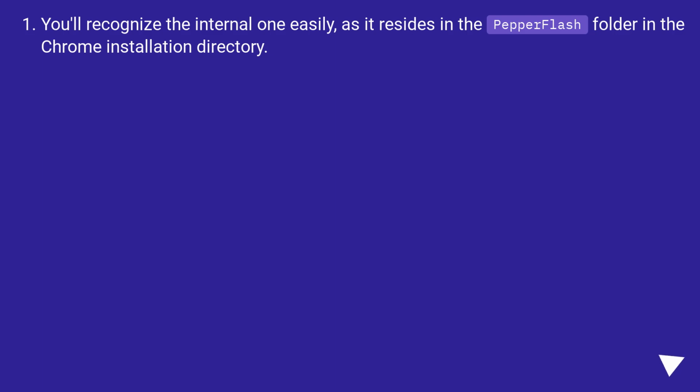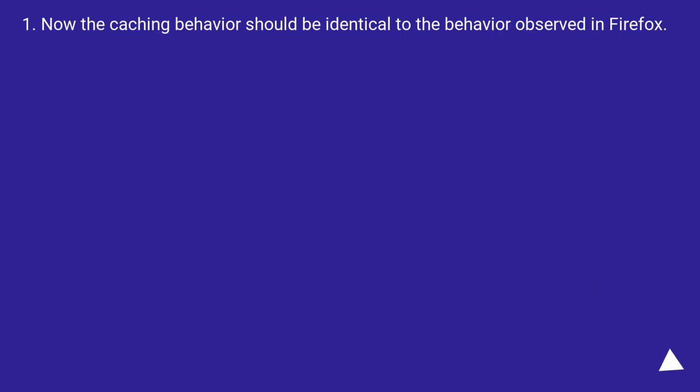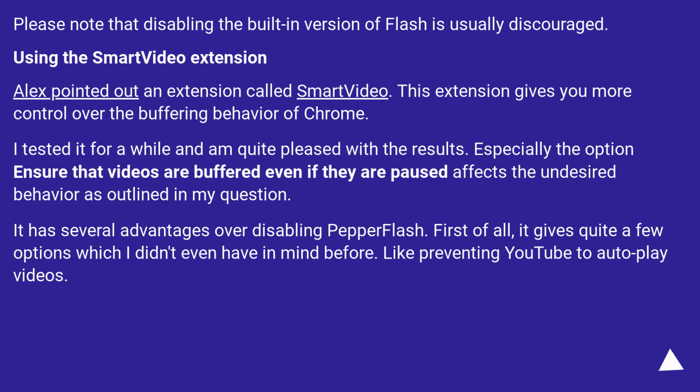You'll recognize the internal one easily, as it resides in the PepperFlash folder in the Chrome installation directory. Now the caching behavior should be identical to the behavior observed in Firefox. Please note that disabling the built-in version of Flash is usually discouraged.